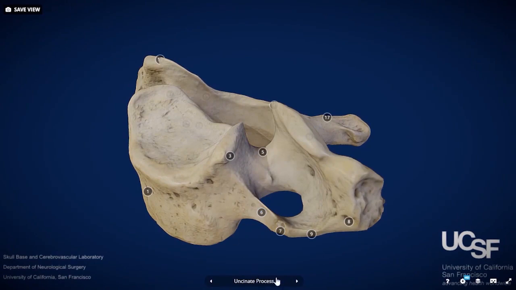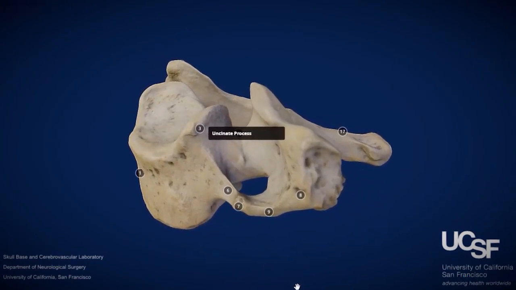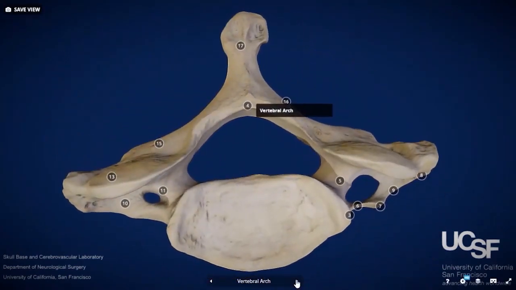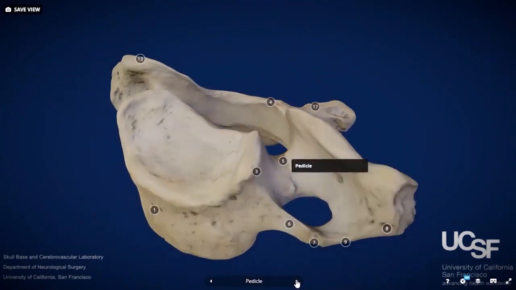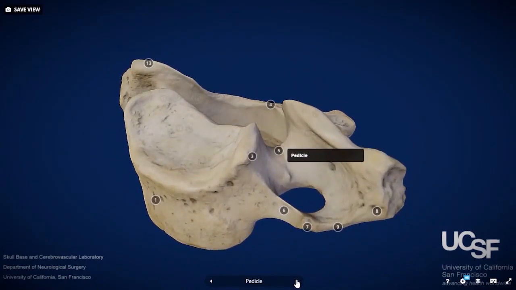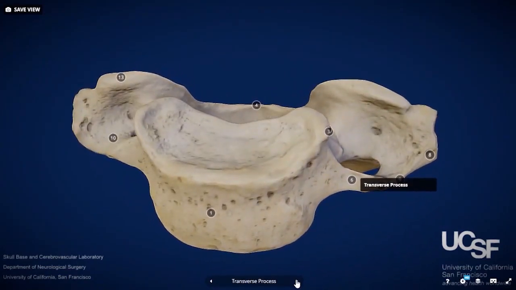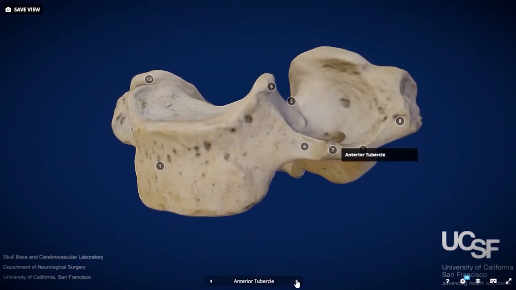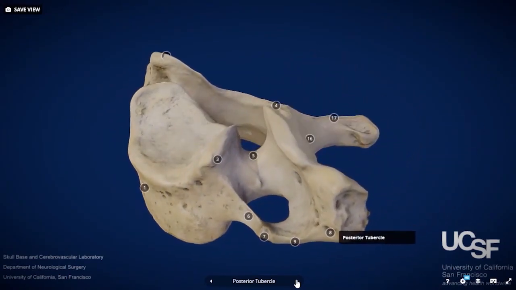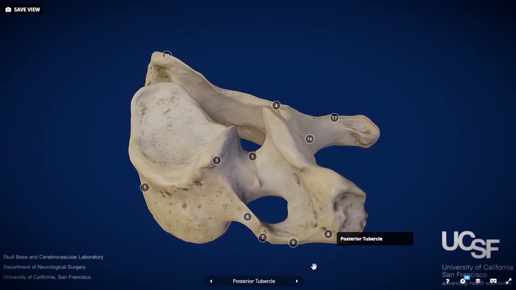And moving posteriorly, we have the vertebral arch, which is going to be connected again by these short pedicles, and anteriorly this very small and thin transverse process with an anterior tubercle connected by an intertubercular lamella and a prominent posterior tubercle.